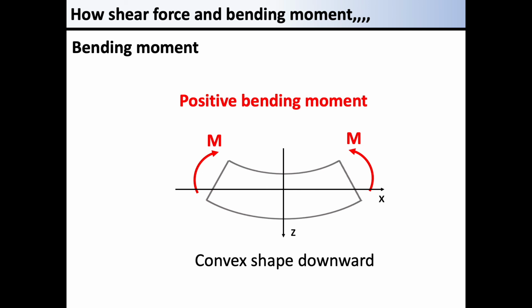The bending moment that causes convex downward is defined as positive moment. The convexness caused by the positive moment is towards the positive direction of the z-axis, as in the illustration.